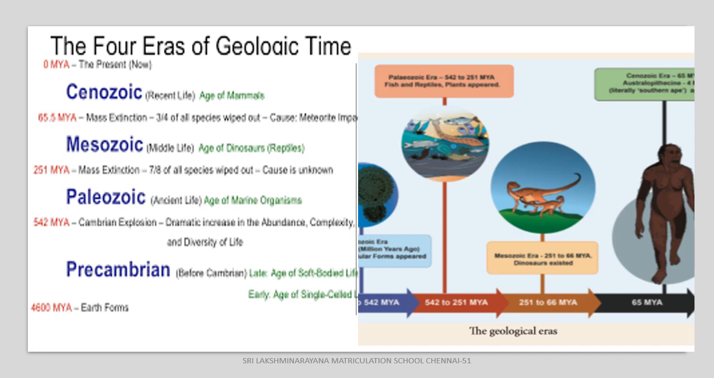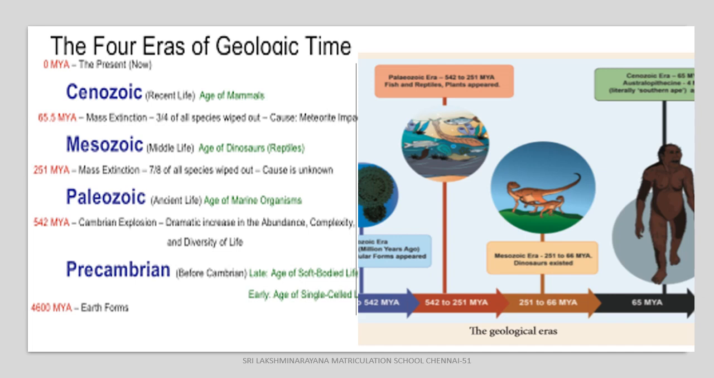Now, this long span of time is divided into four parts as eras, periods and epochs by geologists. Now come, let us see one by one. First comes the Precambrian or Proterozoic era, which starts from 4,600 million years ago as gases from the earth formed. This period is also called the age of soft-bodied life or single-celled life because so many primitive multicellular, prokaryotic, eukaryotic algae and bacteria all developed during this period.